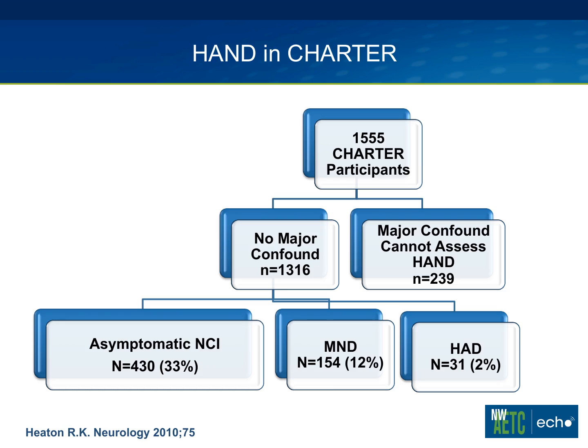And these are the results. Of the 1,550 baseline assessments, 239 patients had such severe confounders they couldn't be assessed. Of the remaining about 1,300, 33% had ANI, 12% had MND, and 2% had HAD. So just short of 50% were neurocognitively impaired.